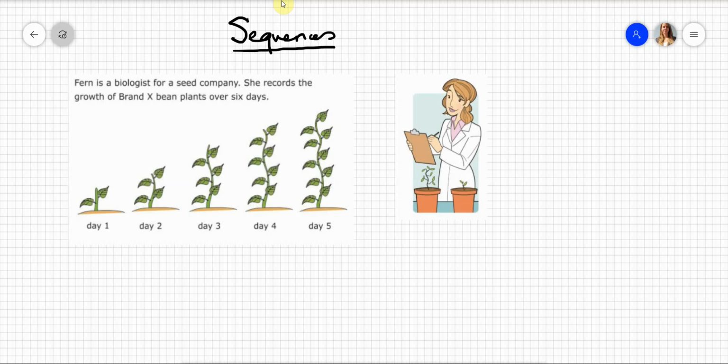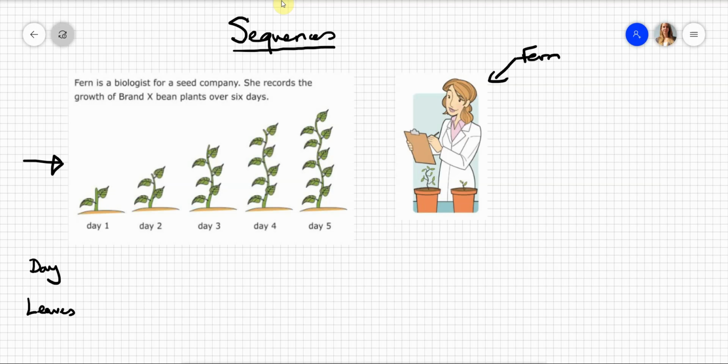So here we have got Fern. This is Fern. And Fern is a biologist for a seed company. Now she records the growth of brand X bean plants over 6 days. As you can see, however, we've only got the data or the pictures for the first 5 days. And Fern notices a pattern between what day it is since the seeds have been started growing and how many leaves there are. And we can do a little table to record this information.